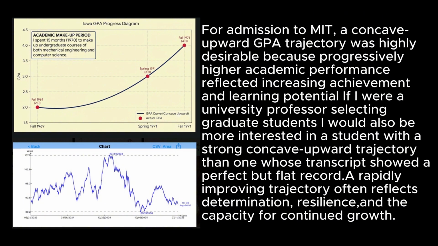For admission to MIT, a concave upward GPA trajectory was highly desirable because progressively higher academic performance reflected increasing achievement and learning potential. If I were a university professor selecting graduate students, I would also be more interested in a student with a strong concave upward trajectory than one whose transcript showed a perfect but flat record.